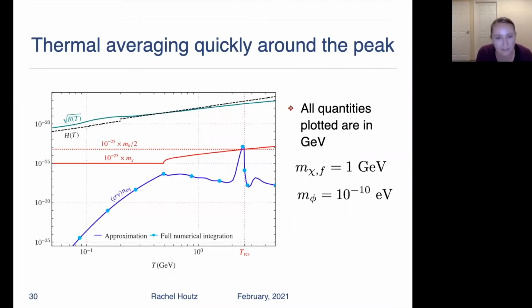So the blue line is our approximate curve. This is what we got through our approximation method. And then the light blue points are our brute force numerical integration through the whole region in one variable. And you can see that the approximation method we used, where we switched variables and sampled in the variables that weren't varying rapidly, gives very good matching with the full numerical integration answers, even right near the resonance peak, where the cross section is changing quickly. So we were pretty pleased with that.